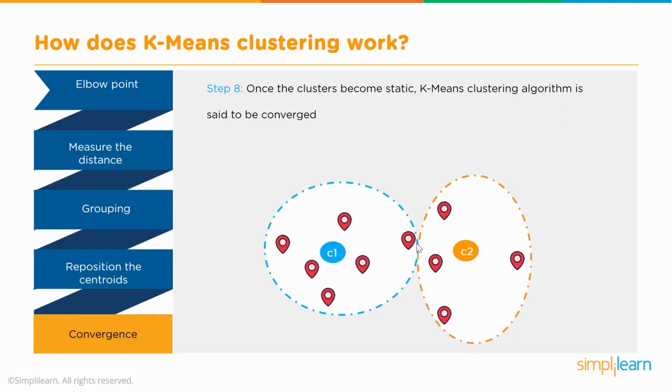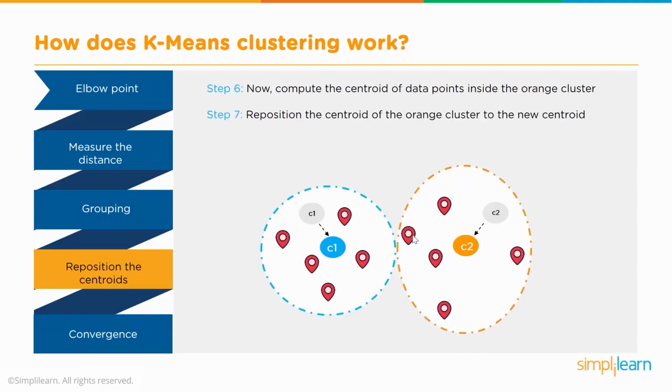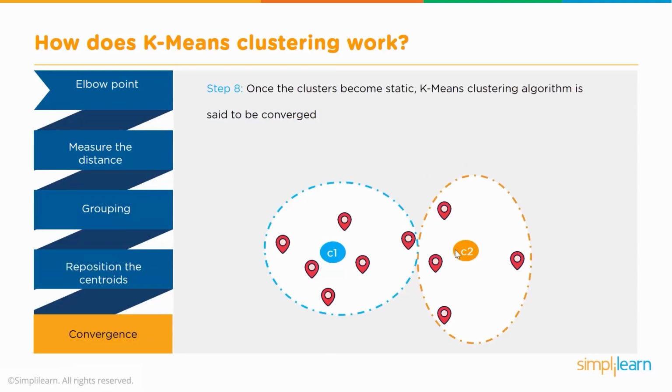If you see this one, this point earlier was closer to C2 because C2 was here. But after it was recalculated and repositioned, you can see that it is closer to C1 than C2. So this is the new grouping. Some points will be reassigned, and again, the centroid will be calculated.